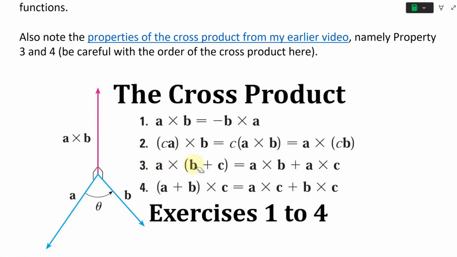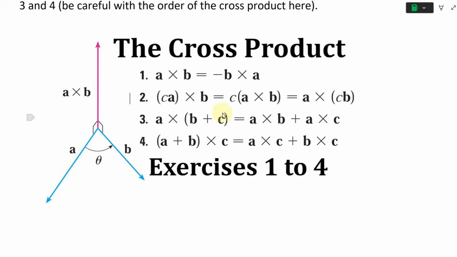Just add them up. And similarly, (A plus B) cross C is just equal to A cross C plus B cross C. But you can't necessarily switch them, and that's because of property 1 right here. Notice that if you switch them, you're going to have a negative. So yes, you have to be careful with that.